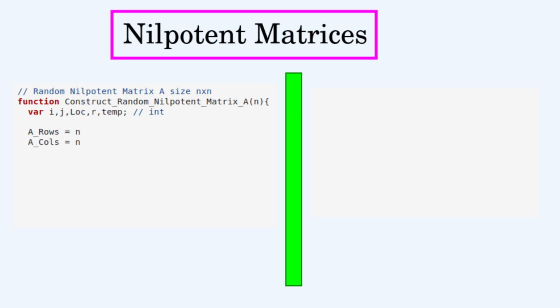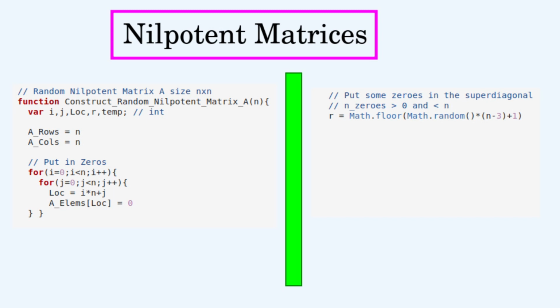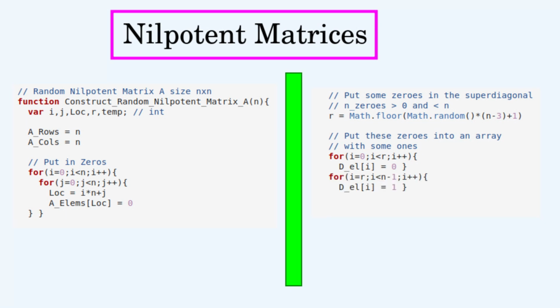This function will create a standard basis nilpotent matrix. We'll set the rows and columns here. Then we'll fill the matrix with zeros. We'll calculate the number of zeros and ones in the superdiagonal here. There should be at least one 0 and at least one 1. We'll place the zeros in this array, followed by some 1s. These haven't been jumbled up yet.